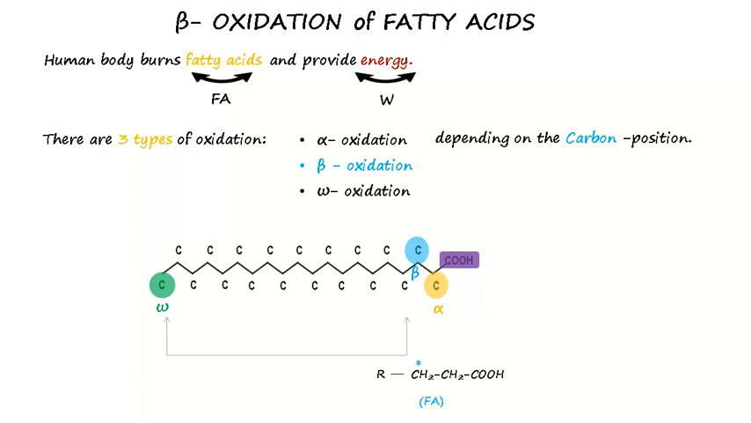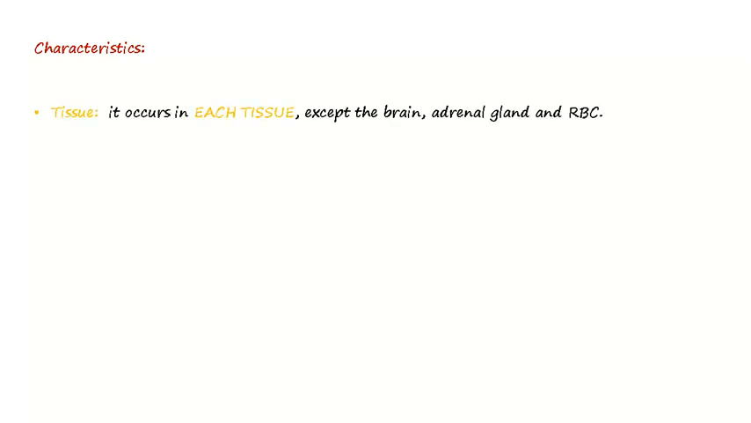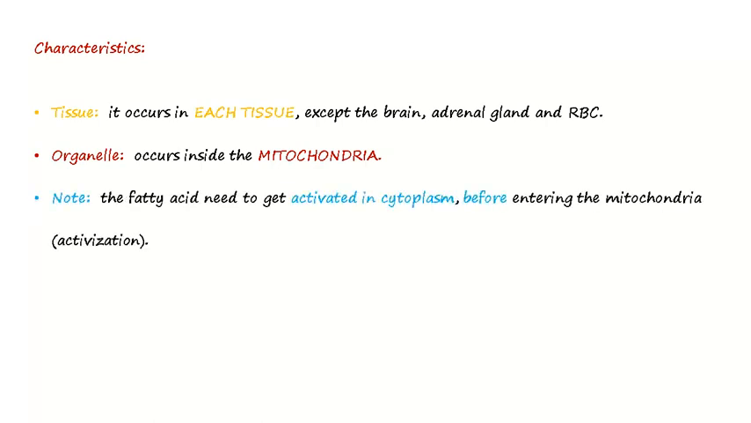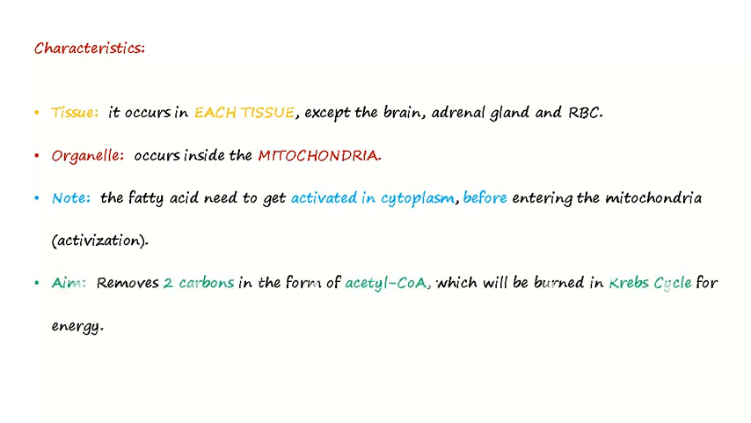There are some keywords about beta oxidation. Beta oxidation occurs in each tissue of the body except the brain, adrenal gland, and red blood cells. The organelle participating in the process is the mitochondrion. The fatty acid needs to get activated before it undergoes beta oxidation cycles. Beta oxidation will remove 2 carbons from the fatty acid, in the form of acetyl-CoA.